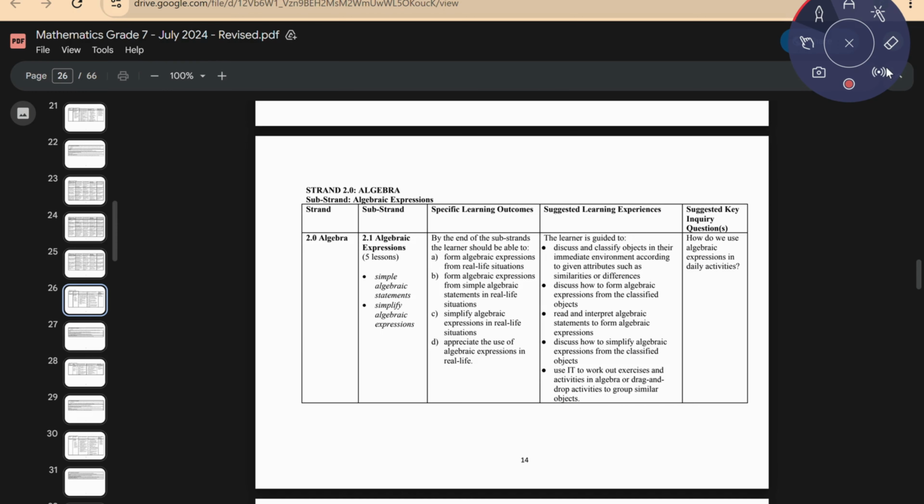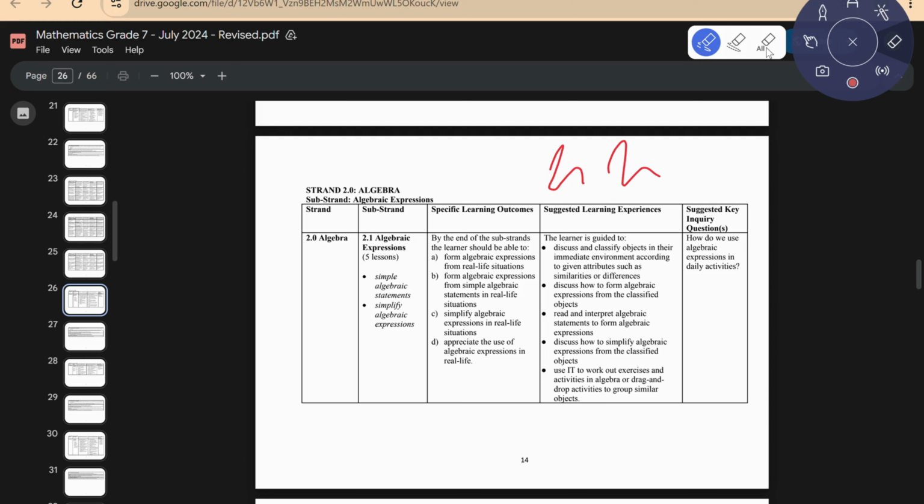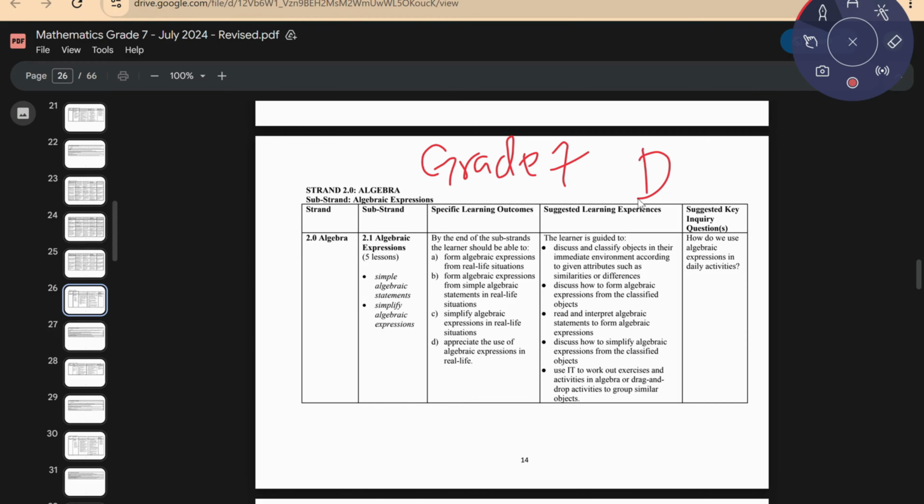Now, this is grade 7 mathematics, grade 7 algebra, standard algebra, substandard algebraic expressions done. We can now form simple algebraic statements, and we can simplify algebraic expressions.